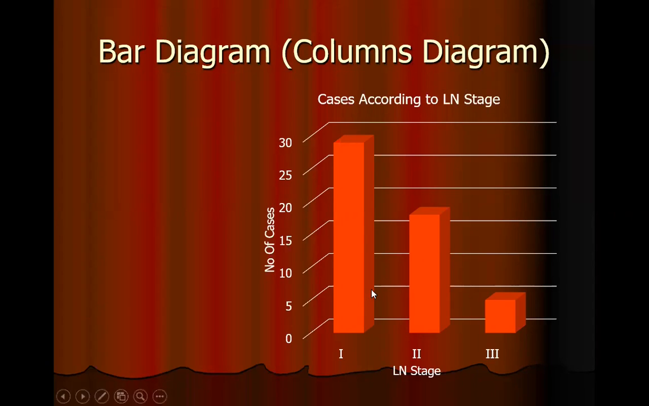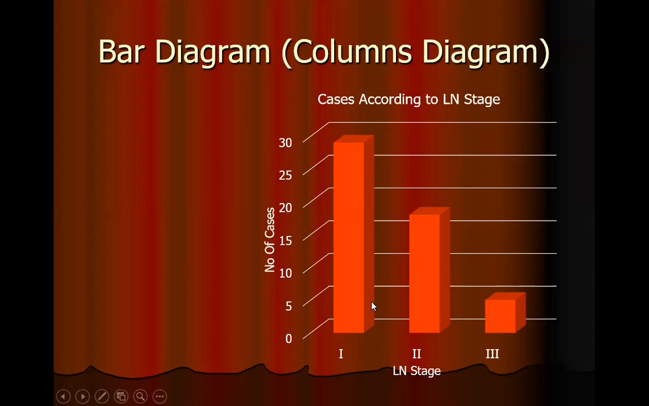So if there are more than one categories and you need to depict which one is more and which one is less, then you make bar diagram. So bar diagram is composed of either columns or bars, the height of which depends on the frequency. So the number of cases as shown in y-axis, number of cases are more for stage 1, lymph node stage 1 as compared to lymph node stage 3. So we can compare various categories using bar diagram.